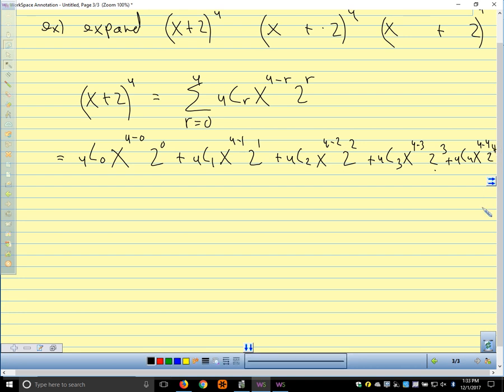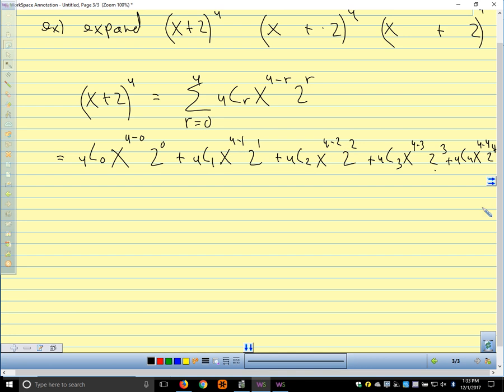So my coefficient on this term is going to be 4 choose 0 times 2 to the 0. My coefficient on this term is going to be 4 choose 1 times 2 to the 1st. Then 4 choose 2 times 2 squared, 4 choose 3 times 2 cubed, and here it's going to be 4 choose 4 times 2 to the 4th.